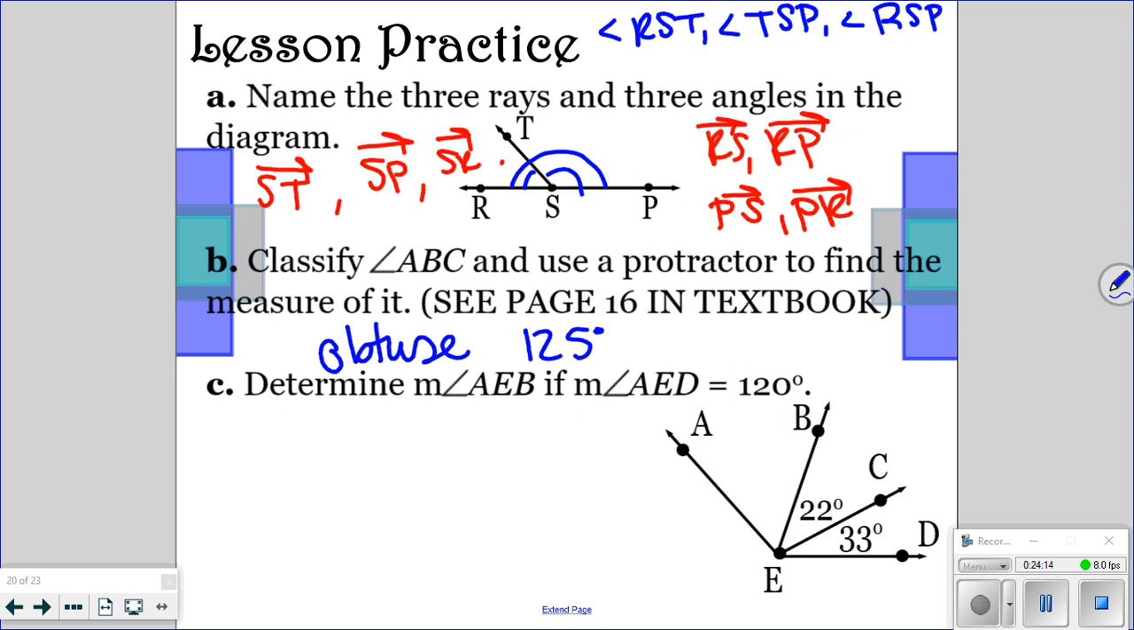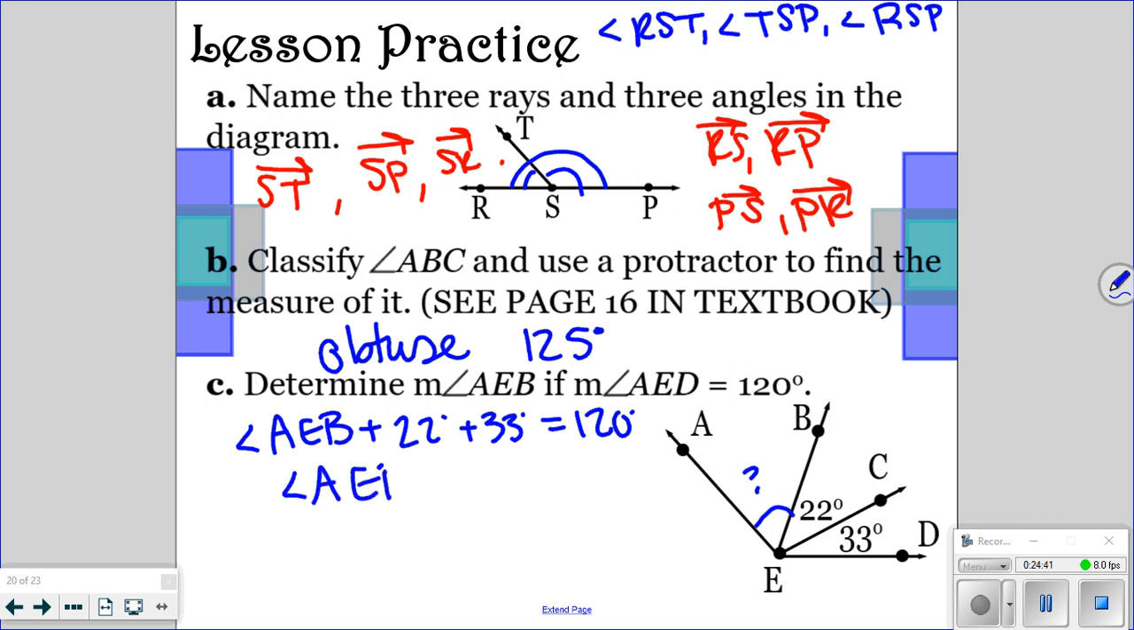Now we're going to look at C. Determine the measure of angle AEB. So what is this angle if this whole AED is 120? We don't know the measure of angle AEB, but we know that it plus 22 degrees plus 33 degrees equals 120, because all 3 of those make up the big angle. So if you add 22 plus 33, you're going to get 55 degrees. And then you're going to subtract 55. And that'll give you 65 degrees for your answer.